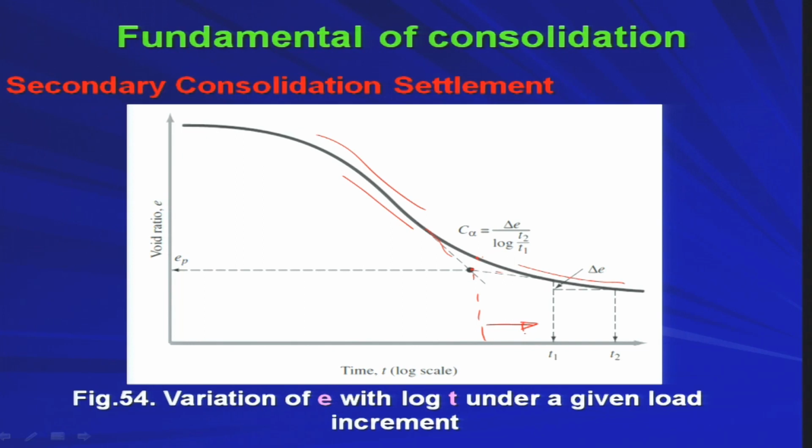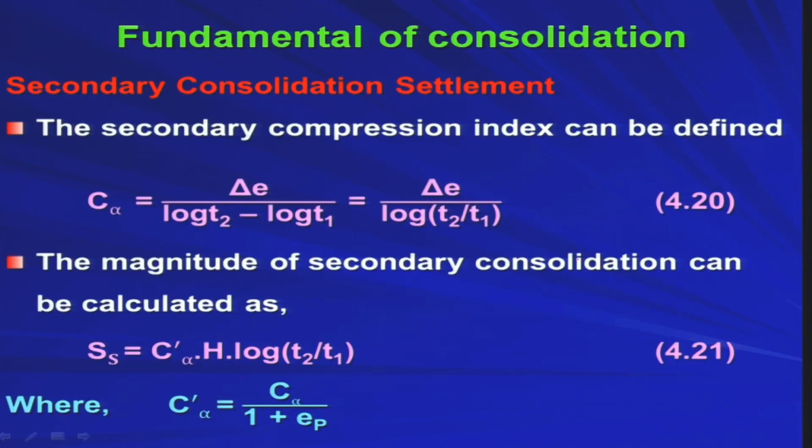Okay. So, now let us find out the secondary consolidation. Here, this is with respect to time, so it is a void ratio versus time plot in log scale. This is T1, at T1 whatever void ratio was there, at T2 this is the void ratio. So, your difference in void ratio is delta E. So, you can establish the equation for this secondary consolidation part.